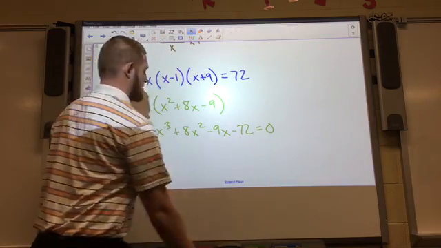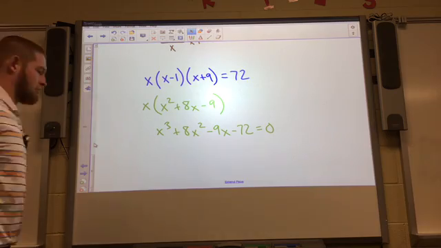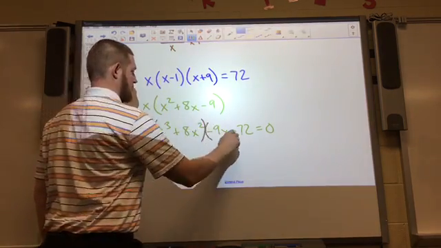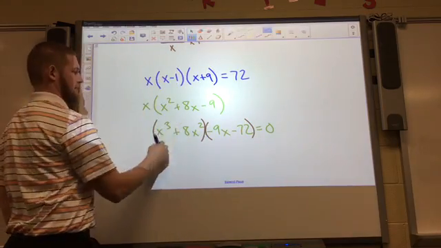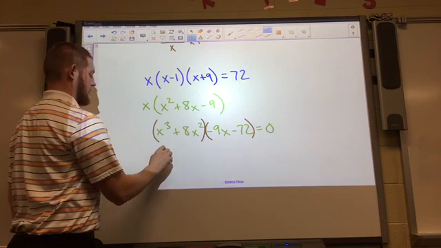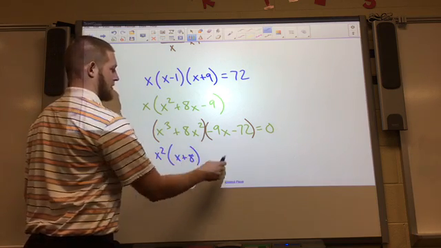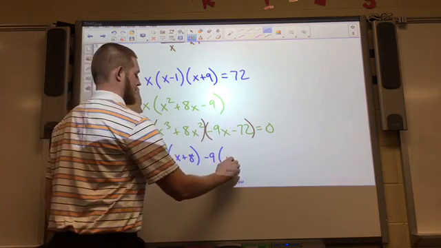Okay, looking at that, what's special about what I have right there? How can I factor that? By grouping, right? So let's group them. Okay, so we group. What can I take out of this? X squared, and I get x plus 8. What can I take out of this? A negative 9, and I get x plus 8.